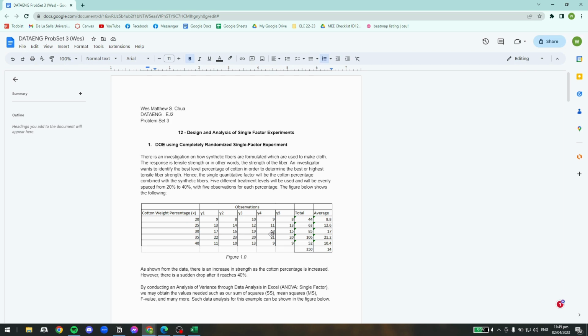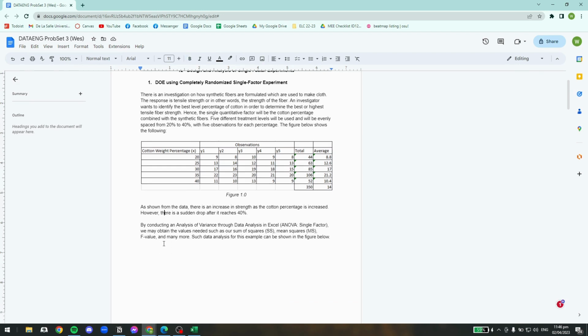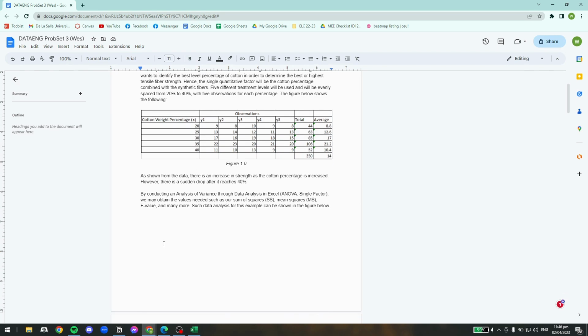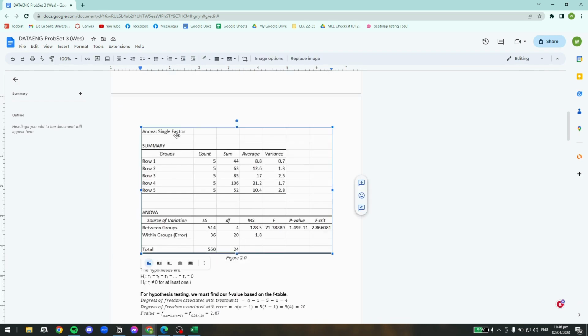So in figure 1.0, I just put some observations for each percentage and plugged this into Excel, and I also got its individual total and average. I also got the grand total and average here. And for the data, I made it so that there's an increase in strength as the cotton percentage is increased. However, at the 40% weight percentage, there's a sudden drop in the values. So by conducting an analysis of variance or data analysis in Excel, we can obtain values such as our sum of squares, mean squares, F-value, and p-value. So in figure 2.0, I already made this in Excel, and now I will show you how this is done.